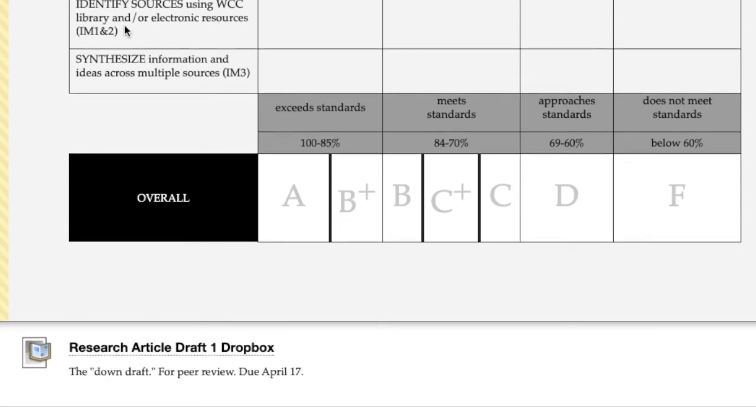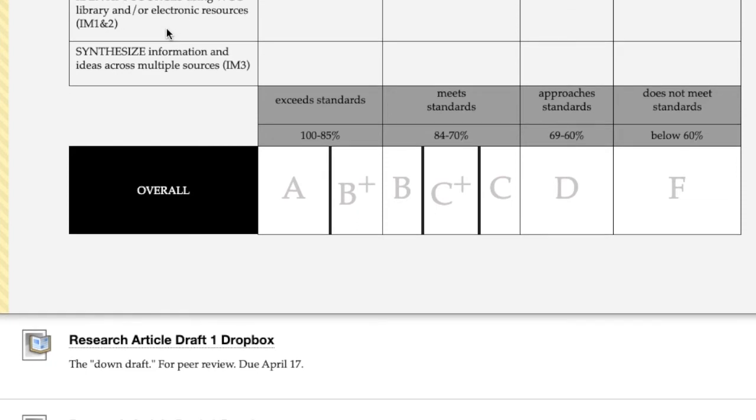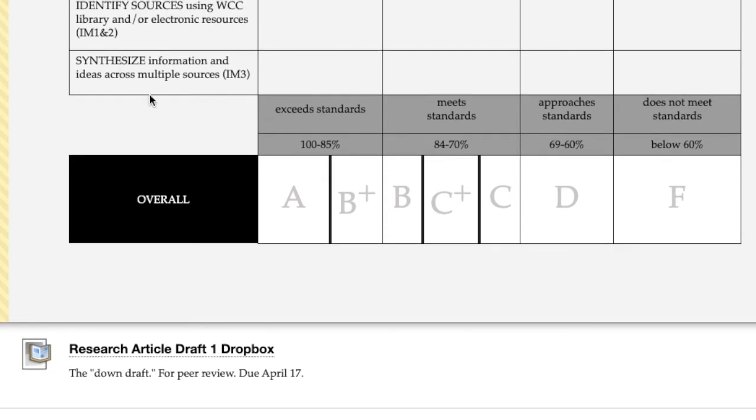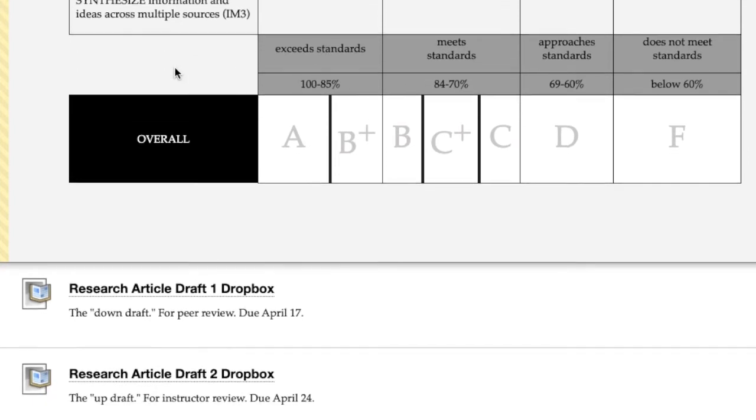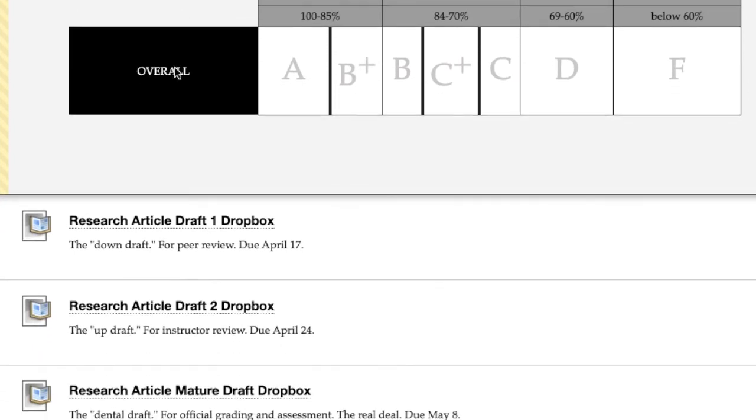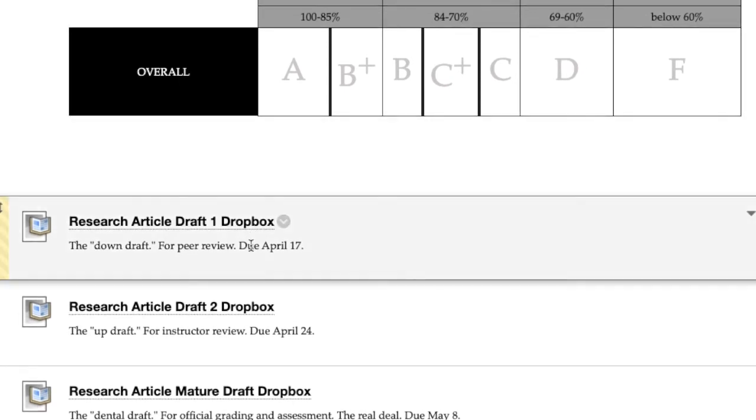Finally, I'll also be using this paper to assess how you've identified sources using the WCC library and how you've taken information from those multiple sources and brought that information together. So this is how I'm going to evaluate your work. This is all out in the open for you, so I hope that you use it.